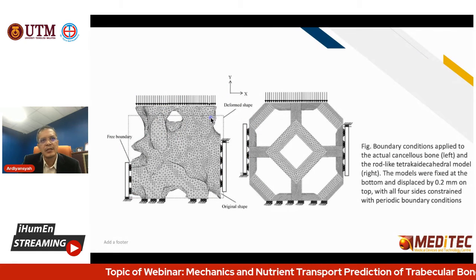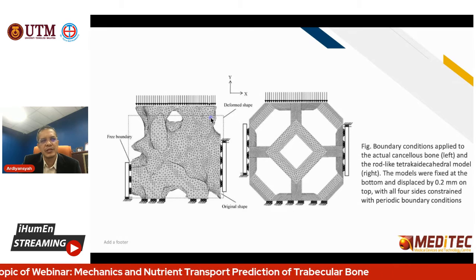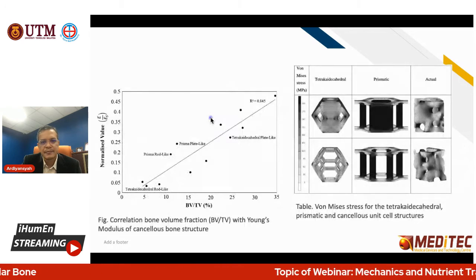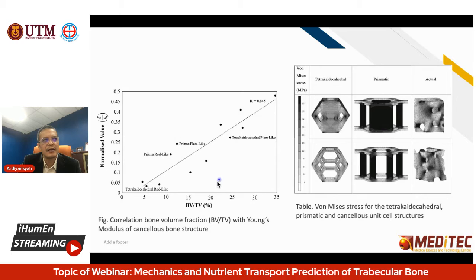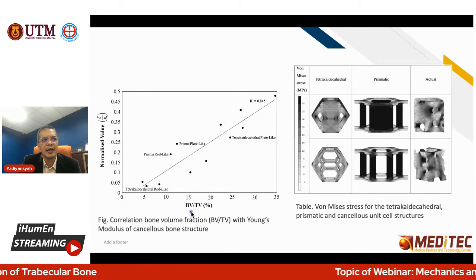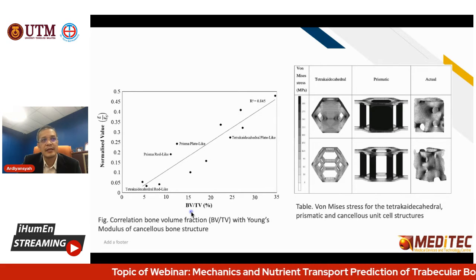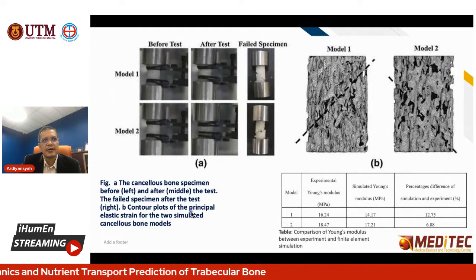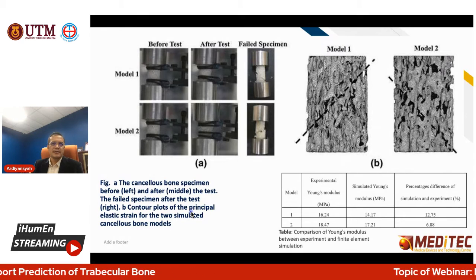We use periodic boundary conditions to analyze the unit cell and predict the bulk of the cancellous bone. This is one example. From the analysis, we normalize against the volume fraction. Then we see the relationship between volume fraction and the strength of the unit cell of cancellous bone and other structures. This one we can test.